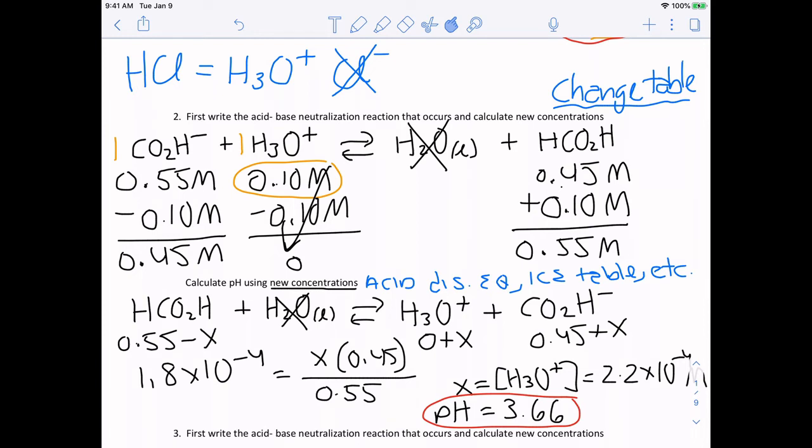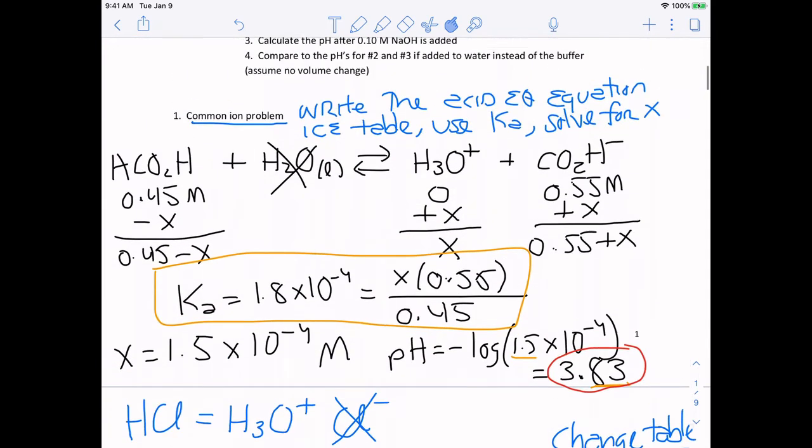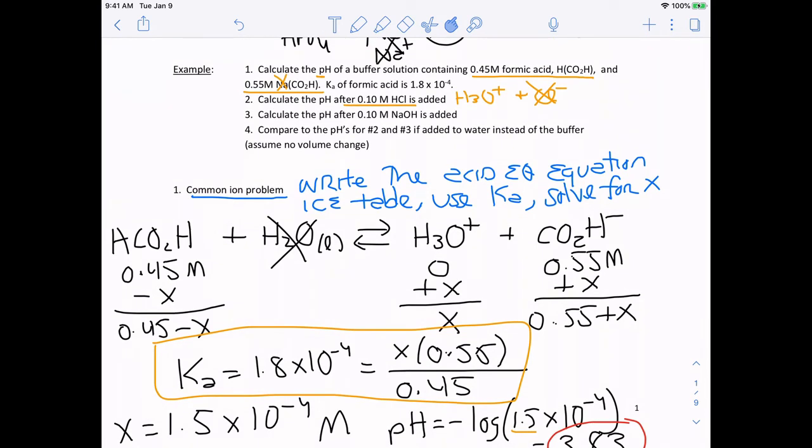So part number 3, go back up here to our problem. Number 3, we're calculating the pH after 0.1 molar sodium hydroxide is added. So we're adding it to the original buffer solution. Essentially we're pretending we didn't do number 2. So we're taking the original buffer and adding 0.1 molar sodium hydroxide to it. We're not going to care about the sodium, right? Sodium hydroxide is a strong electrolyte. It's going to be completely dissociated in aqueous solution. Group 1 cations are inert, so we're not going to care about that.